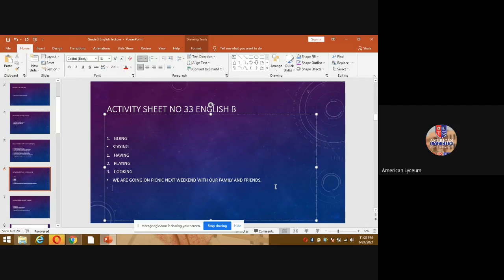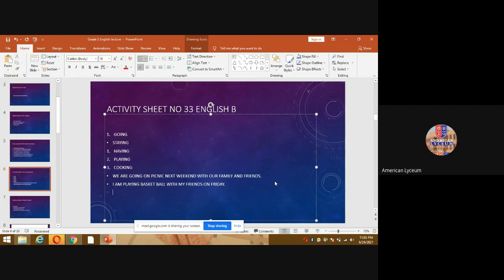Okay, so number two is playing. I am playing basketball with my friends on Friday. Okay, class. Next is, I will write only with my family. My sister is cooking food for me next month. Okay, class. So this is activity sheet number 33.